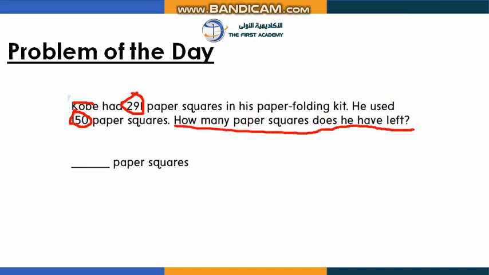It needs to be solved by using subtraction. Well done. So let's start to subtract these two numbers. First of all, we're gonna put the big number on the top as usual. So let's read the number together. 291. And second number is 150. Okay, so let's minus.